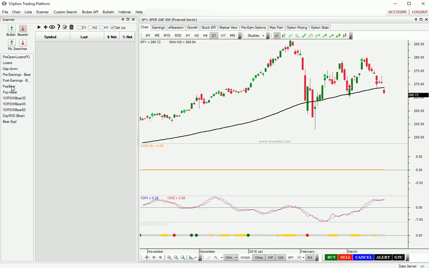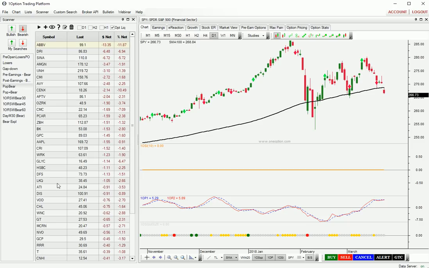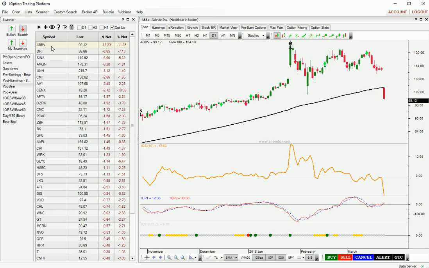So I'm going to go to pop bear because it is one of my go-to searches for day trades, but really for swing trades. These are great setups for swing trading. And what we're looking for is compressions and horizontal breakdowns through major moving averages or through horizontal support. So I'm going to click on the first symbol, ABBV.